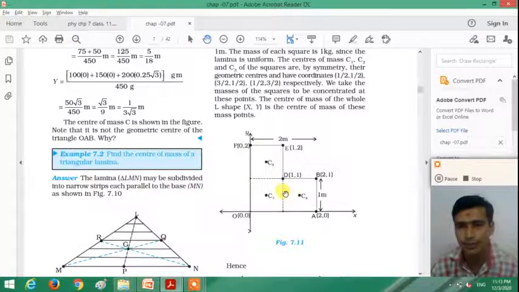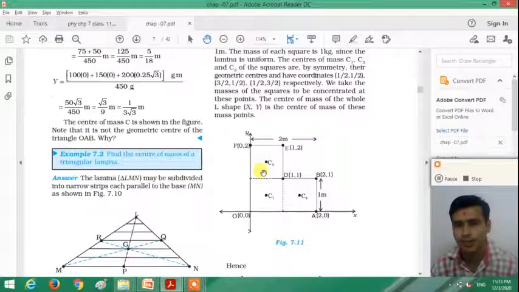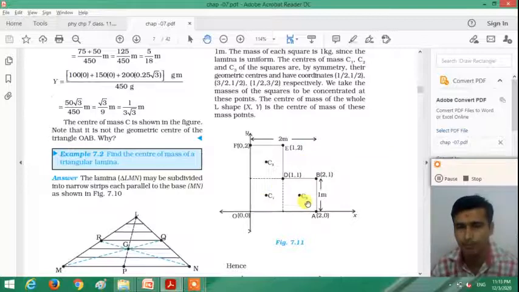So we can take the mass of each sheet as 1 kg, right? Mass of the first sheet is 1 kg. Mass of the second sheet is 1 kg. And mass of the third sheet is 1 kg. So all the sheets are taken as 1 kg, and now we need to calculate the center of mass of each sheet: C1, C2 and C3.